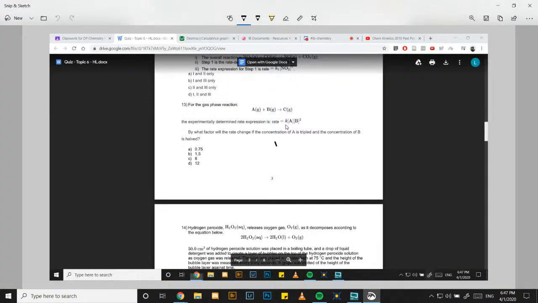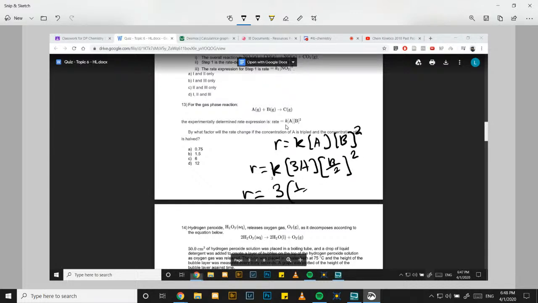So the original rate R is equal to k A B squared. The new rate is equal to k, A is not A anymore, it's tripled, it's 3A. And the B is not B anymore, it's halved, it's B over 2, and that's all squared. If you simplify this, it's going to give us 3 times 1 over 4 times k times A times B squared. The 1/2 inside got squared, brought to the front, made it 1/4. The 3 took out in front, made it 3. You have 3 times 1 over 4, which equals 3 over 4, which is equal to 0.75. So the answer over here is A.